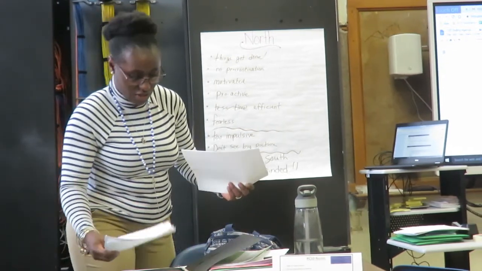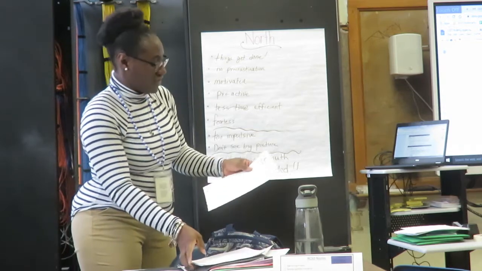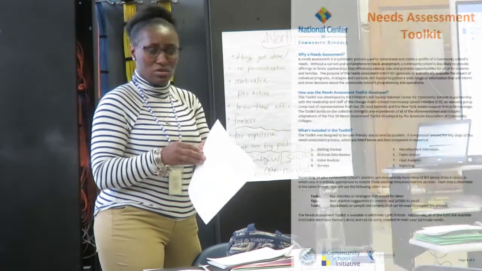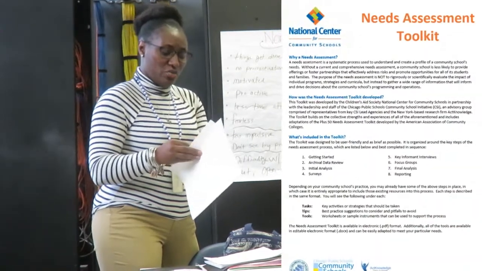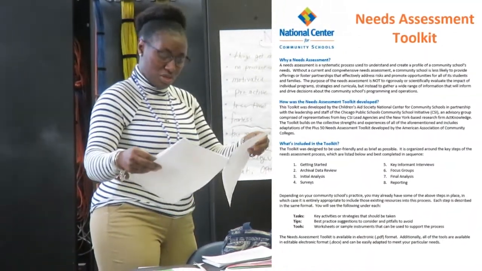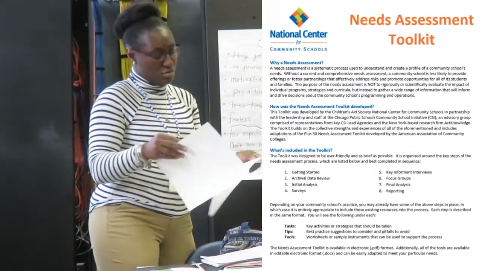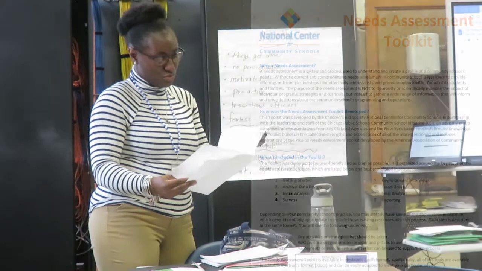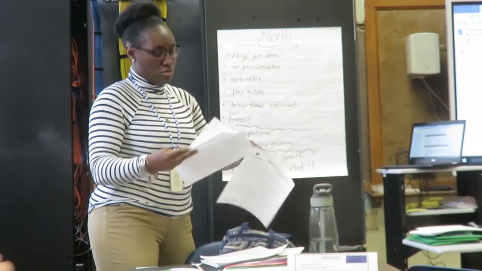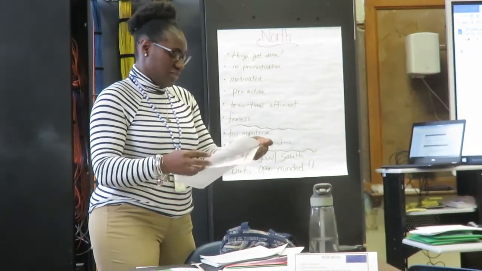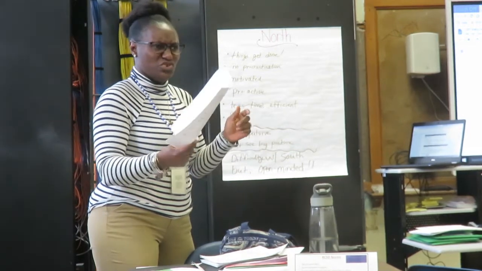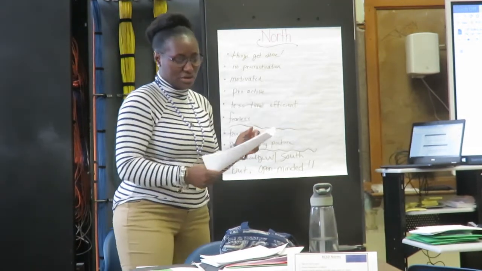And also in here, it says the needs assessment toolkit. I think I sent that as an attachment as well. But where we would fall would be on step, where was it? Step 4, where it says surveys. The folder? Yeah, you didn't get a folder? I'll get yours.